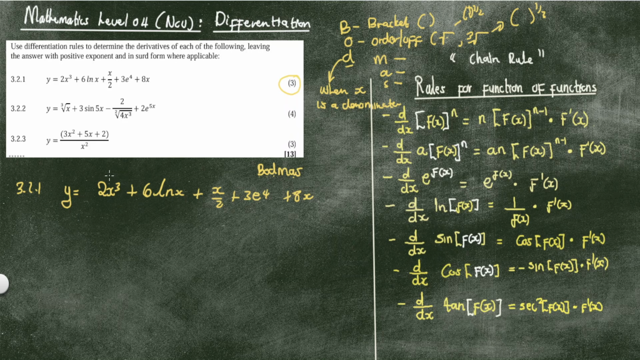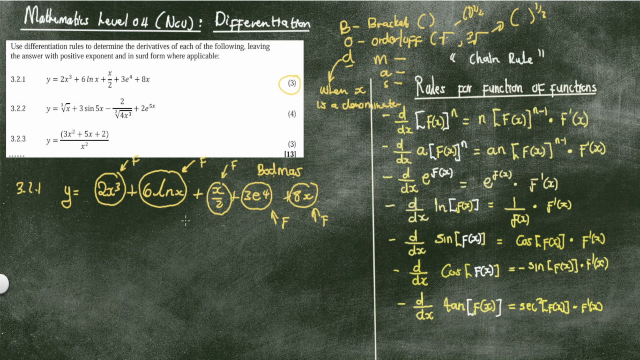Now you have to ask yourself, am I dealing with a function itself, or am I dealing with a function of functions? I have 1, 2, 3, 4, 5 terms. This is simply a function. This is also simply a function, not a function of a function. Now, how do we differentiate this?